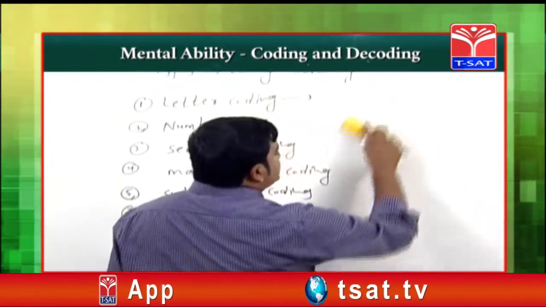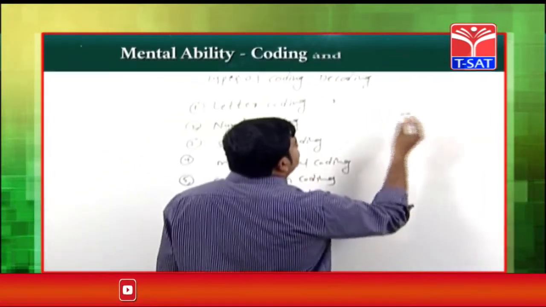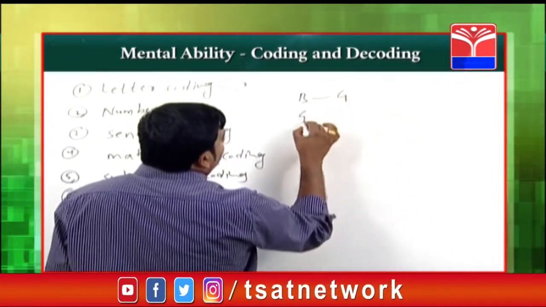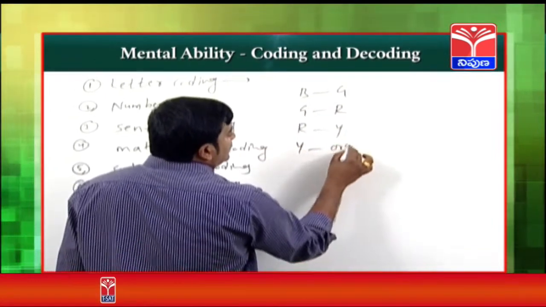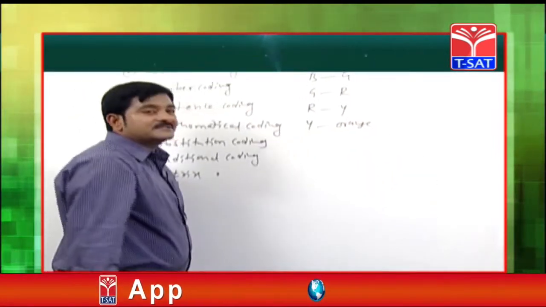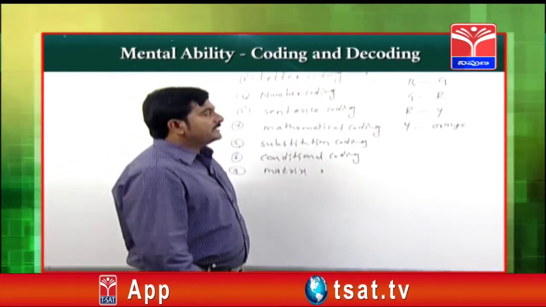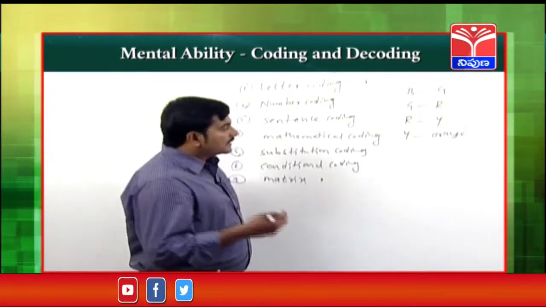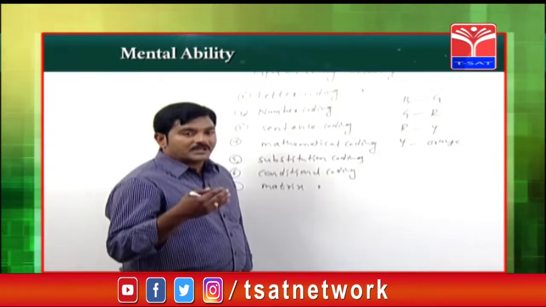That is what we call substitution coding. For example, in a certain code language, blue means green, green means red, red means yellow, yellow means orange. Then what is the color of human blood is the question. I repeat the question. In a certain code language, blue is called green, green is called red, red is called yellow, yellow is called orange.